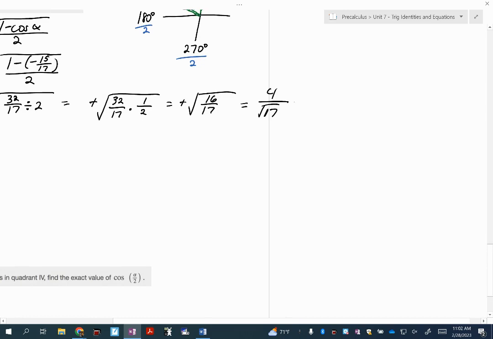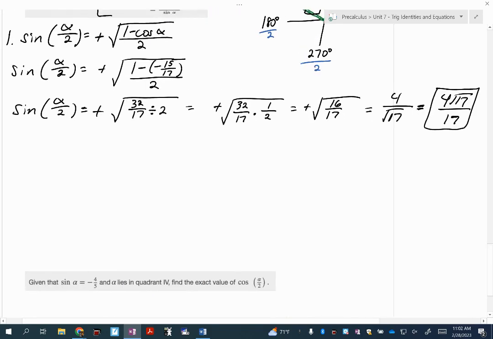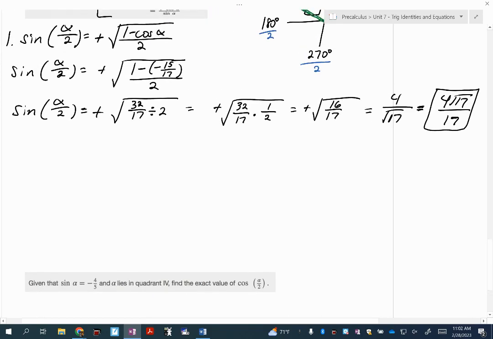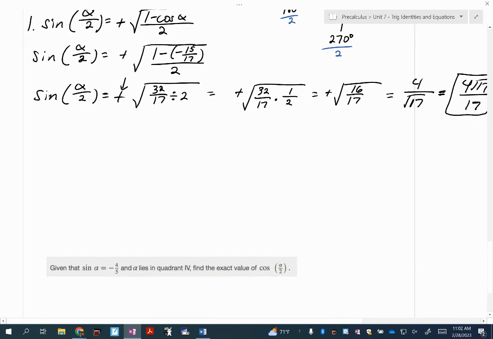So this is the answer. But if you rationalize the denominator, you get positive 4 times the square root of 17 over 17. So this is my final solution. All right, and notice we use the positive version the whole time. So that's our final answer there.